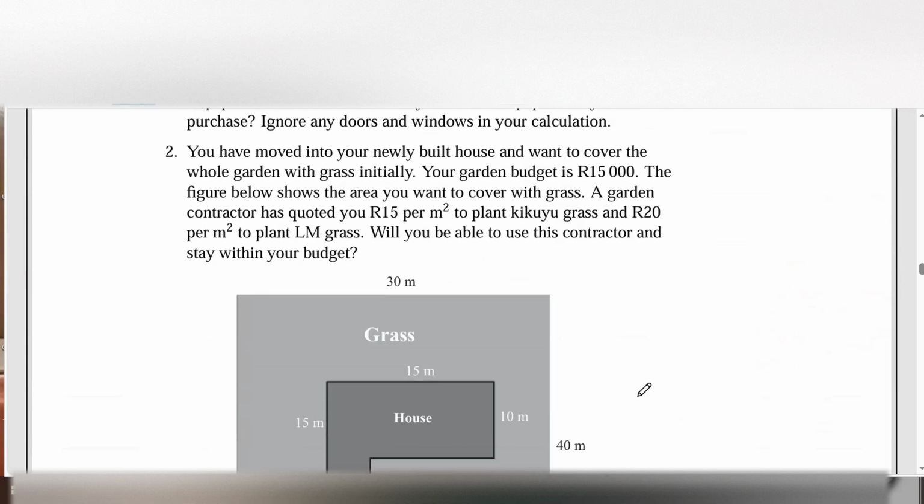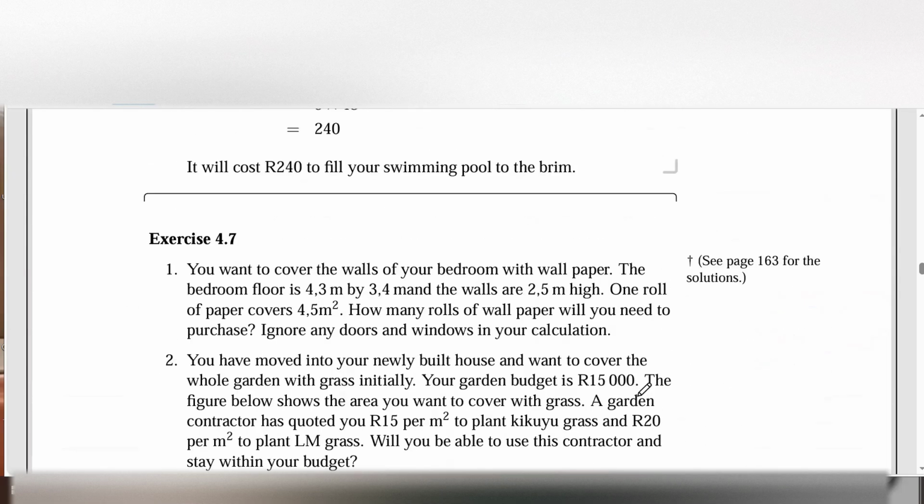Okay, then question 1. You want to cover the walls of your bedroom with wallpaper. The bedroom is 4 by this, and then the walls are that high. One roll of paper covers this much. How many rolls will you need? Ignore the doors and the windows. Okay, it's fine.